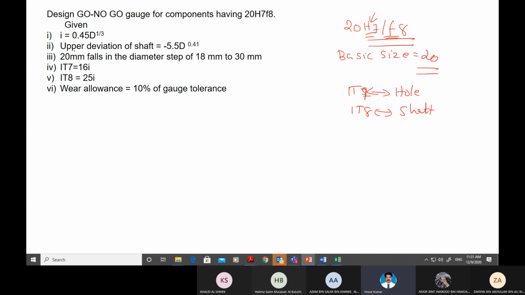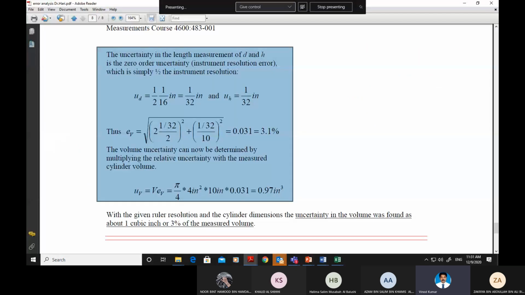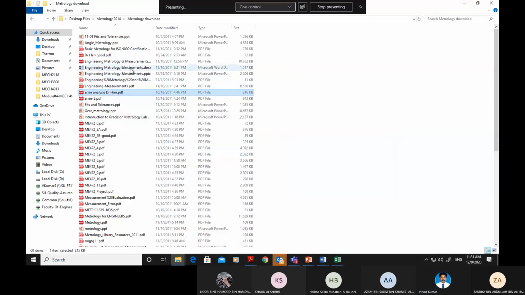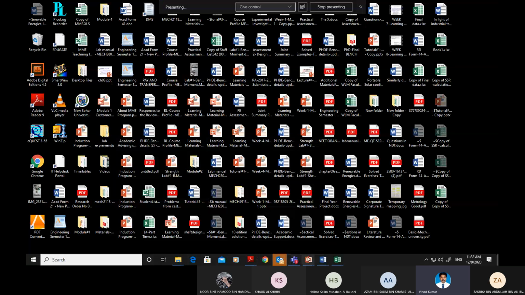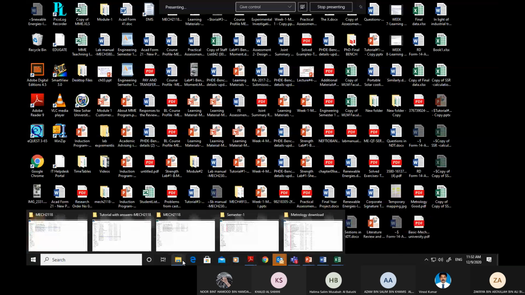Now here in the question, we need to design a go no go gauge. How to design for this assembly? You know where we are using go and no go gauge? Do you remember? Keep this and let me open the diagrams, please. Just a minute. I will open this diagram, the folder.